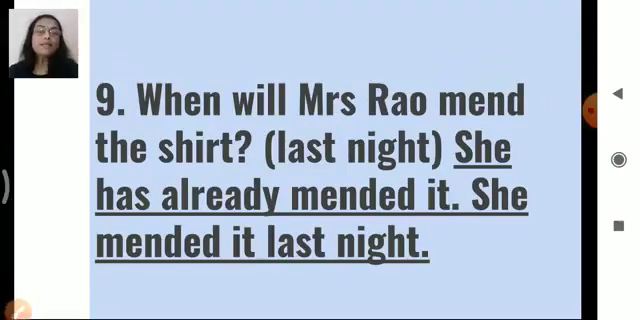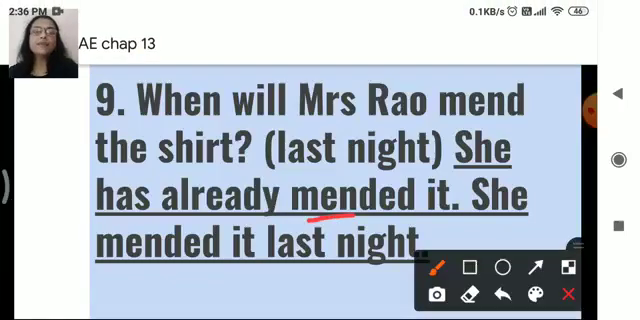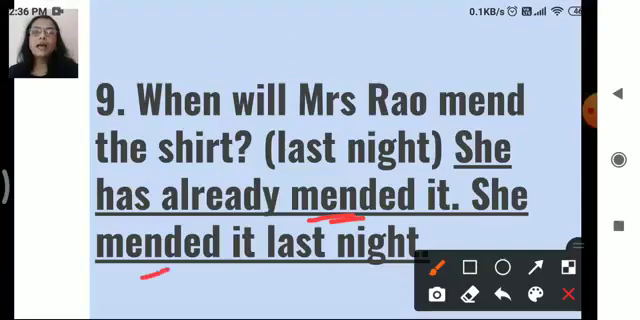When will Mrs Rao mend the shirt? Last night. Okay. So, she has already mended it. She mended it last night. So, again, here we can see that we have our past participle and our past tense are same. Mend, mended.